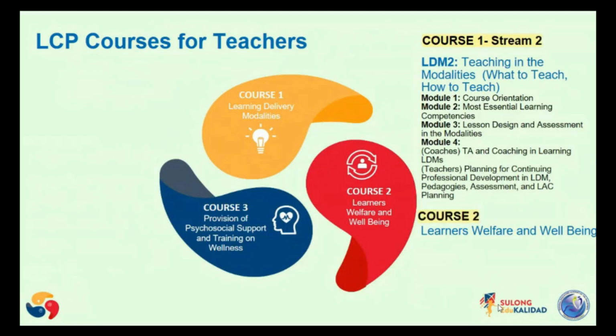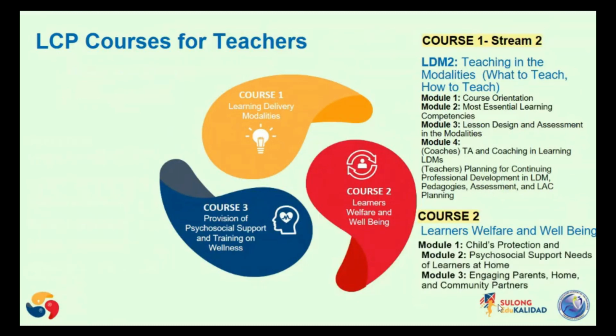While course 2 on learners' welfare and well-being for school leaders, we notice that this course is composed of 4 modules, while in teachers, we have 3 modules to be considered in course 2, especially on learners' welfare and well-being. Module 1 pertains to child protection, Module 2 on psychosocial support needs of learners at home, and Module 3 engaging partners, home, and community partners.